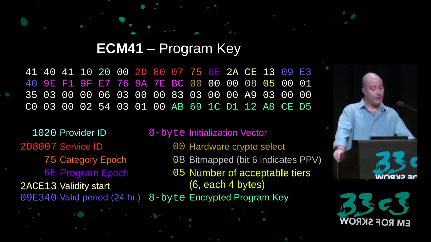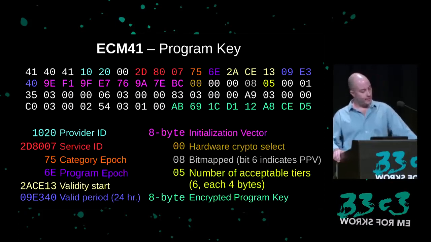The ECM41 contains an encrypted program key that's needed to correctly decrypt the ECM40. There's a provider ID that indicates which TV operator subscribers this ECM should be processed by. And there's the same service ID that will be found within the ECM40 messages. The category epoch identifies which category key is in use. There's also information about how long this program key will be valid for.